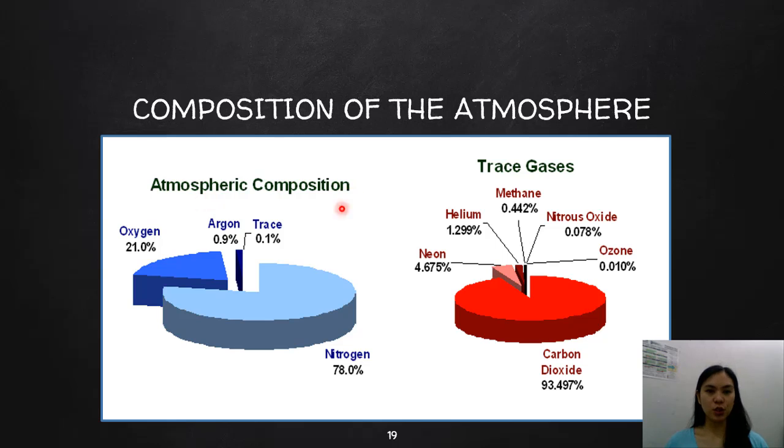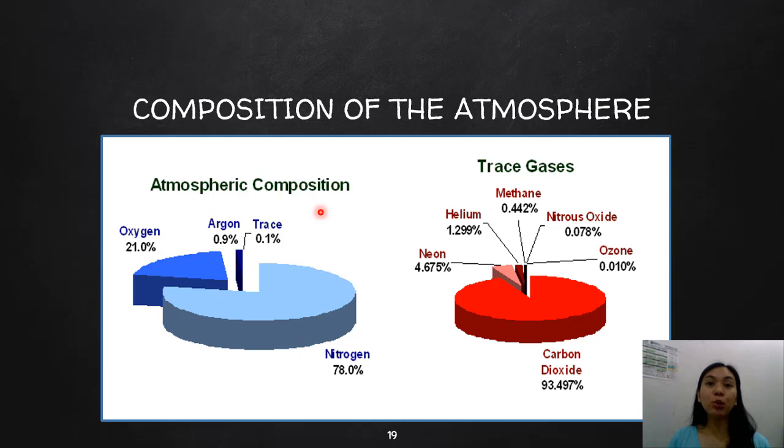So atmospheric composition. You can see here that our atmosphere is actually 78% nitrogen. This is by mass. 78% nitrogen. And then you have 21% oxygen. You have 0.9% argon. And 0.1% trace gases. So halo-halong gases yung 0.1. So mainly it's nitrogen, oxygen, argon, and trace gases. So yan po yung composition ng atmosphere.